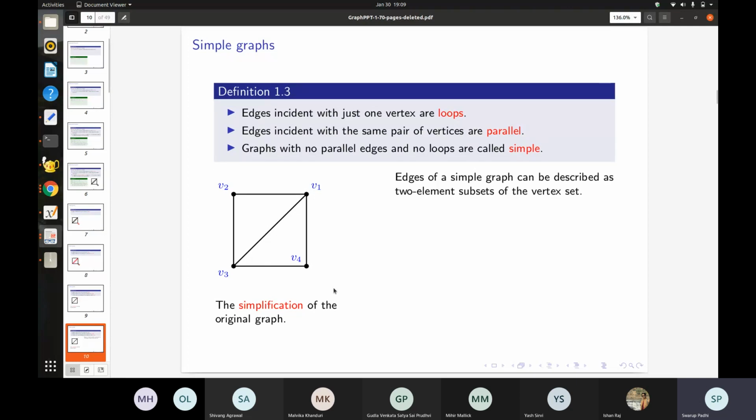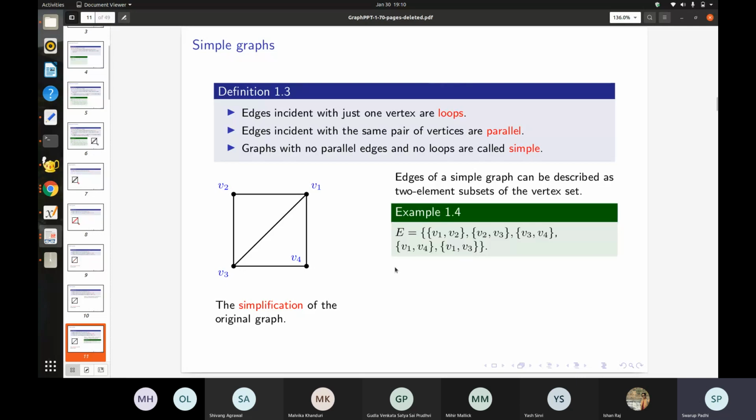Now it's very easy to represent a simple graph because you don't have to write down a vertex set and edge set. You can simply write down the edges as two element subsets of the vertex set: v1 comma v2, v2 comma v3, v3 comma v4, v1 comma v4, and v1 comma v3. So this is the set of edges. It's simpler because we cannot have two different edges representing the same pair of vertices, so v1 comma v2 cannot represent two different edges. Similarly, since there is no loop, I don't have something like v4 comma v4. So representing edges is simpler with a simple graph, and we don't need any incident relation. This type of graph is called an undirected graph.